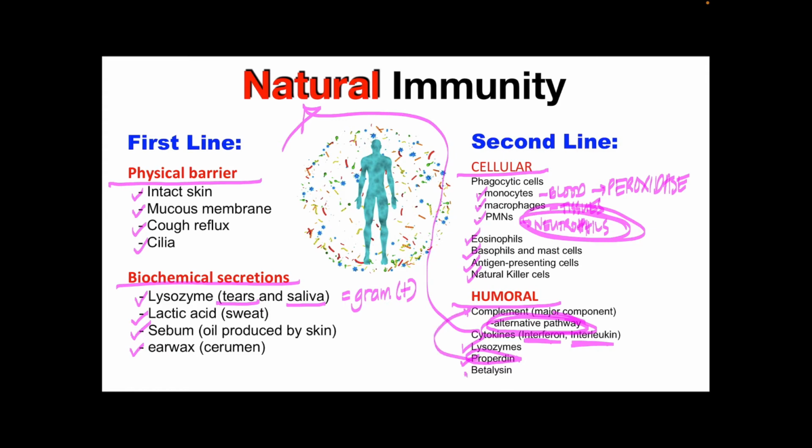Next one, beta-lysine. This beta-lysine is a substance that is released by platelets during coagulation, and also this is to help us eliminate gram-positive bacteria, of course, except streptococci. So it eliminates gram-positive bacteria except streptococci. So that is for beta-lysine.